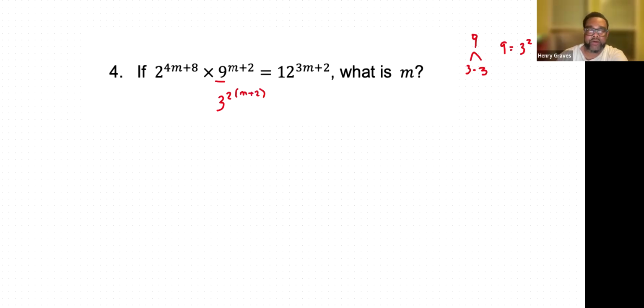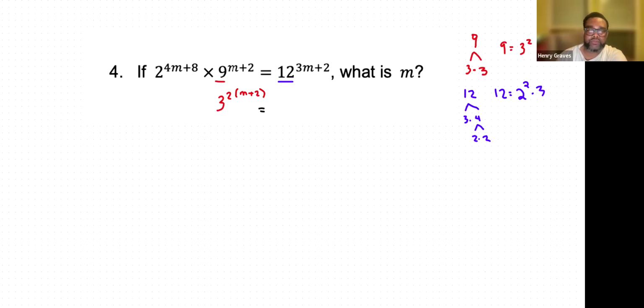Then I have this other guy over here, the 12, and I can break that one down as 3 times 4, right? But I can also break down the 4 because 4 is a composite number. I can do 2 times 2 here. And now I know 12 as a prime factorization is 2 to the second power times 3. So I'm going to write the whole thing out here.